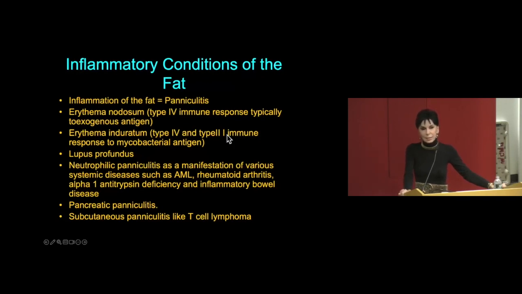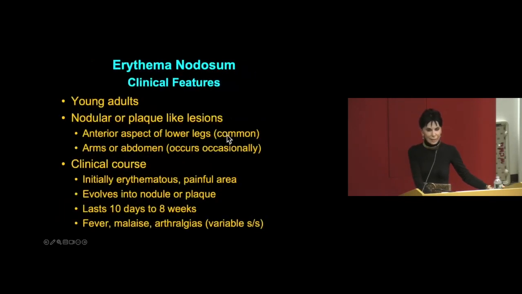We can see inflammatory infiltrates in the fat predominated by neutrophils, an actual neutrophilic panniculitis that could indicate a condition called subcutaneous Sweet syndrome. That may be a manifestation of underlying myeloproliferative disease. Pancreatic panniculitis can actually be a presenting sign of pancreatic cancer. So panniculitis is an important reaction pattern that could signify certain diseases. And for purposes of today's discussion, we'll focus on possibly the most common type of panniculitis, which is erythema nodosum.